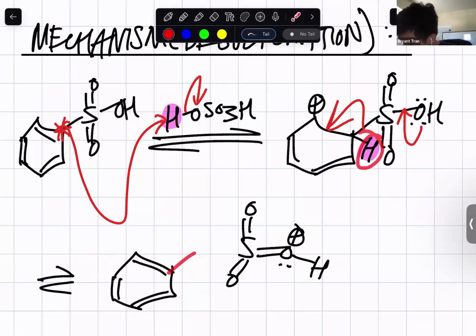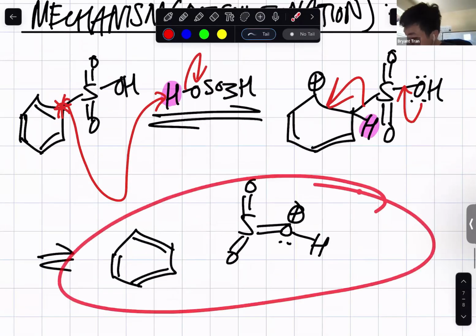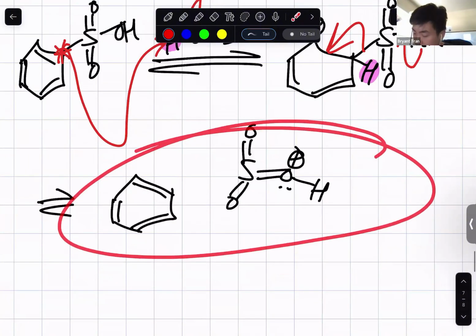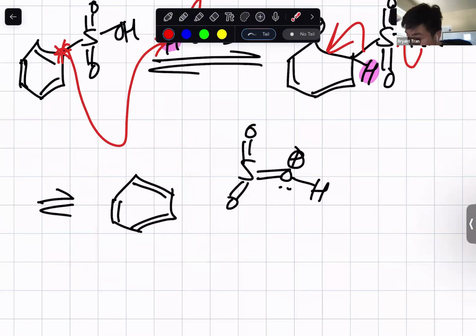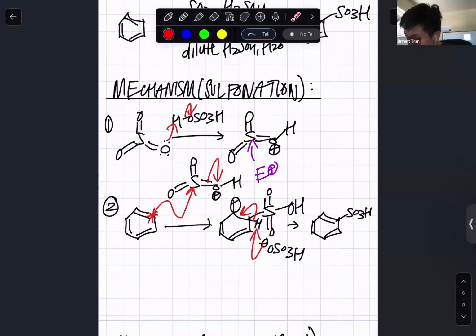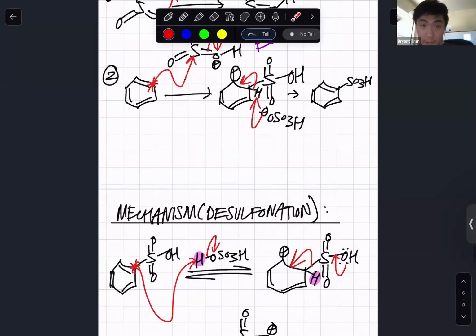This pink proton here is still there, right? And this is going to be the desulfonation mechanism where we have our neutral benzene structure back like that. Okay. Any questions on sulfonation and desulfonation before we move on to the Friedel-Crafts reactions? Okay.